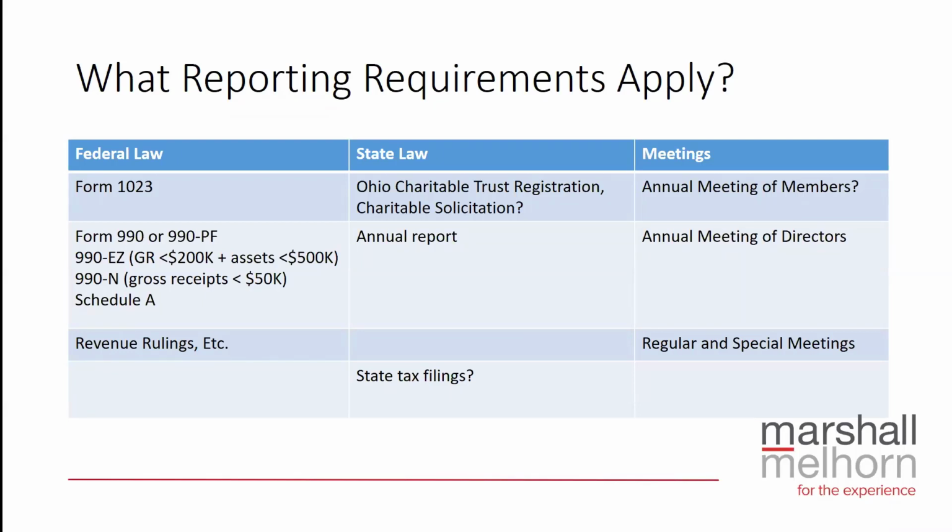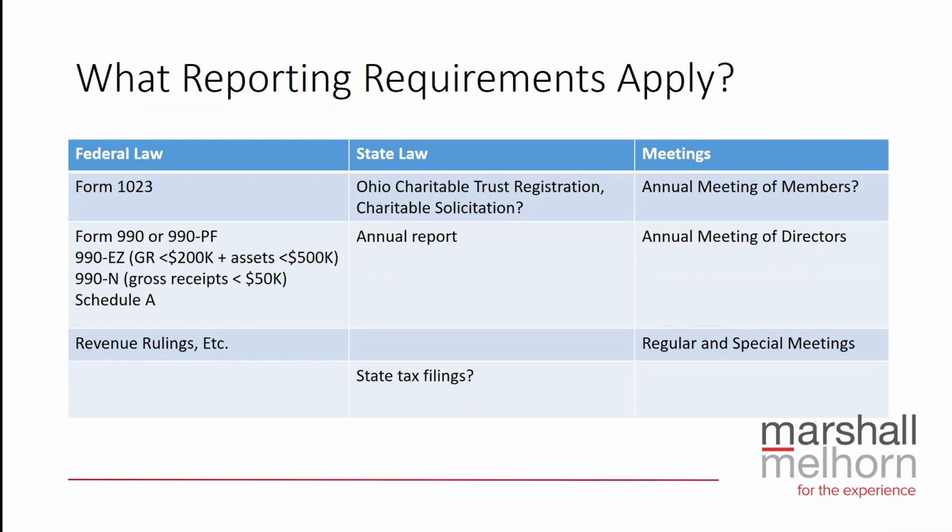If you have gross receipts under $50,000, you need to file the Form 990-N. N, I think, just stands for notice. When they came out with this requirement, they started calling it the e-postcard. Essentially, you log on and you send a little message to the IRS saying, hey, we're still alive. We have gross receipts under $50,000, so we don't have to report anything, but we're still alive.